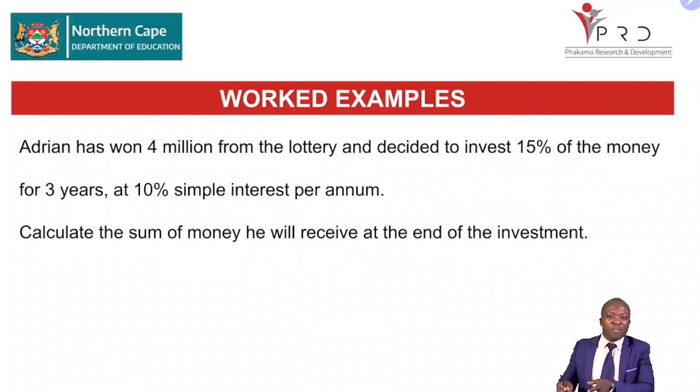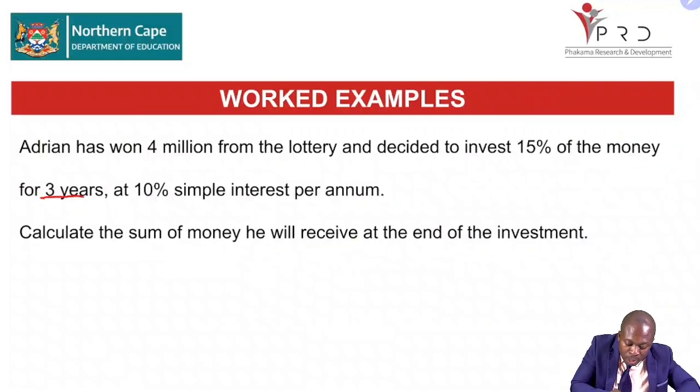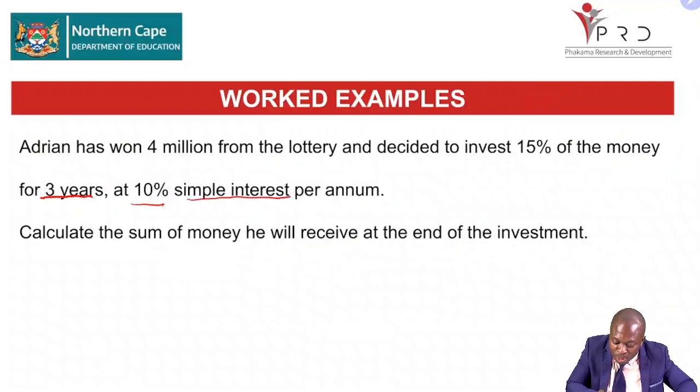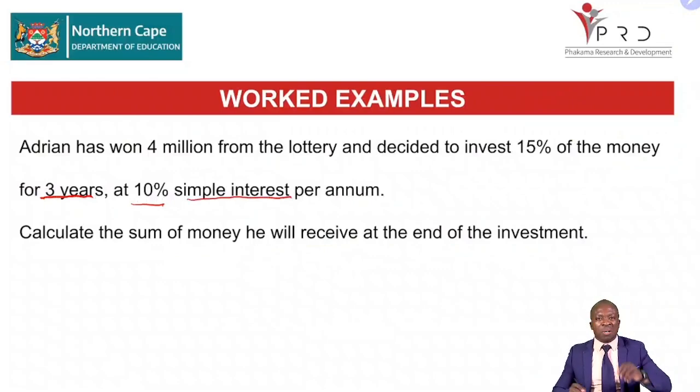So he decided to invest 15% of that 4 million for a period of 3 years. Interest rate 10%. But what kind of interest rate? Simple interest. So my question to you is, find out the money that you receive at the end of the investment, meaning at the end of 3 years, how much money will Adrian get?